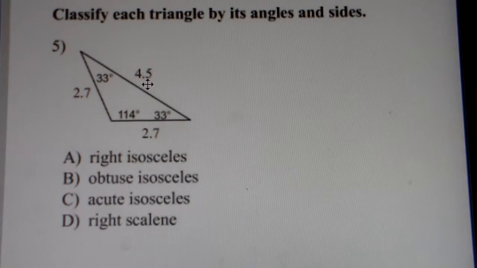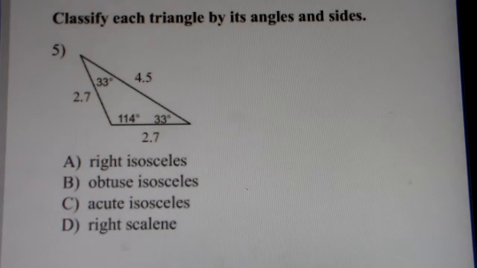Number 5, it says, classify each triangle by its angles and sides. Now to classify triangles, you have to know the different angles and the relationships of those angles and the different sides. Let's first focus on the angles. If any of these 3 angles is bigger than 90 degrees, it's considered an obtuse triangle. Now looking at the sides, if 2 out of the 3 sides, like we have here, are the same, then it's an isosceles triangle. So in problem number 5, the answer is B, obtuse isosceles, because you have one angle that's bigger than 90 degrees, and all you need is one.